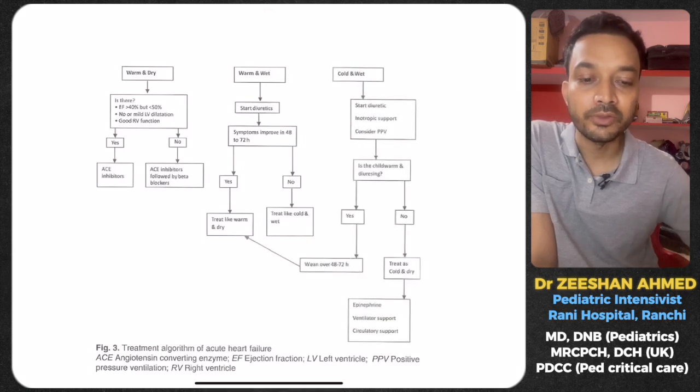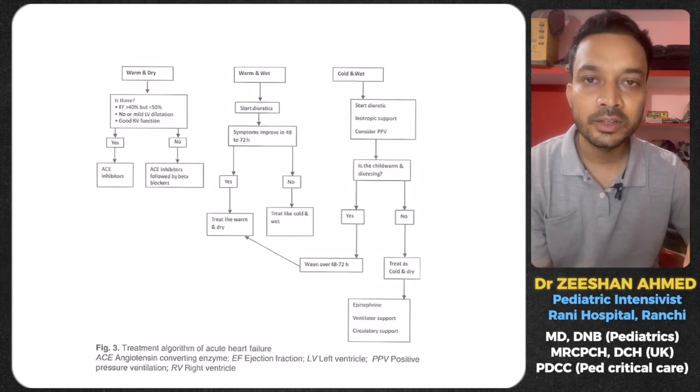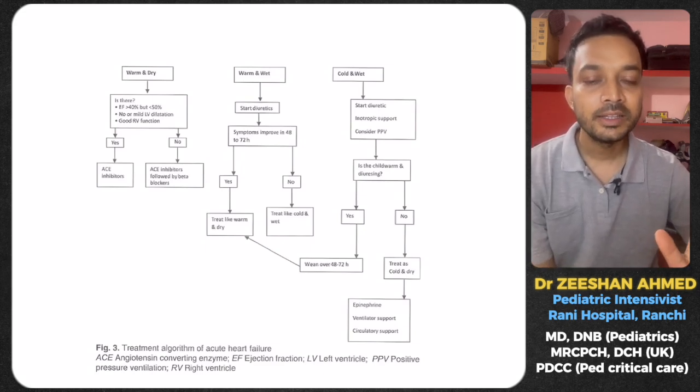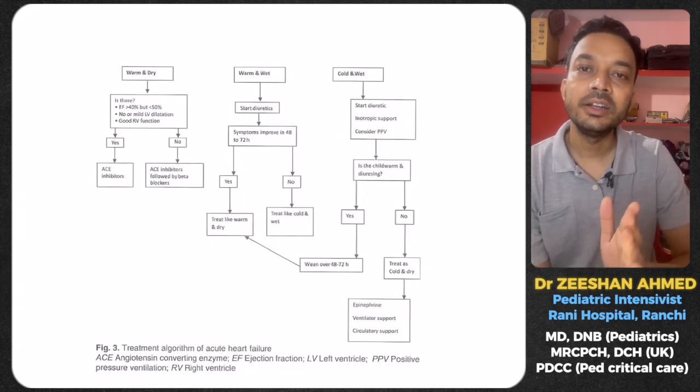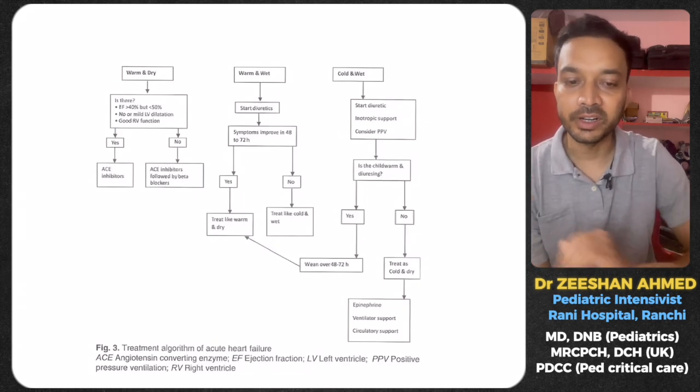Now coming to cold and wet. In cold and wet, we'll start inotropes. We will use mechanical ventilation. After the perfusion has improved, then we'll start diuretics. And we will just monitor the child. If the child is warm and diuresing in the first 48 to 72 hours, then we will wean the drugs over the next 48 to 72 hours and treat the child later as warm and dry.